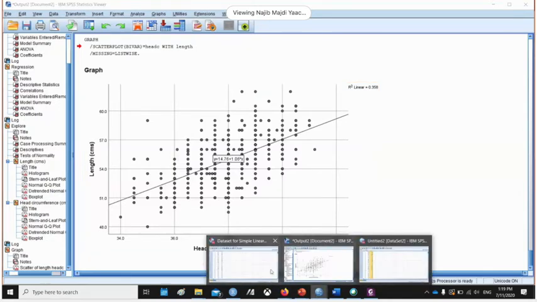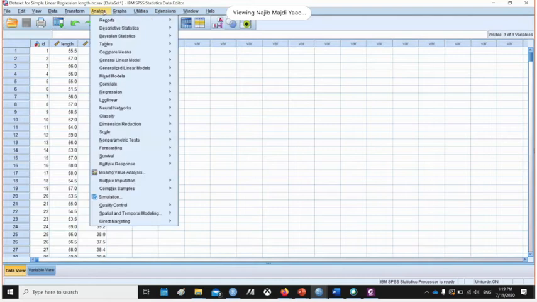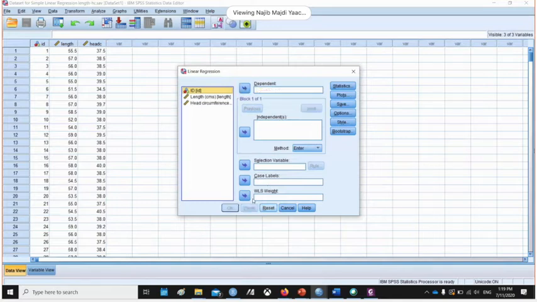So how to evaluate? We perform the linear regression analysis. How to perform linear regression? Go to Analyze, Regression, Linear. By default, you'll be given this GUI. You need to put in the dependent variable. Now length is the dependent variable, and head circumference is the independent variable.